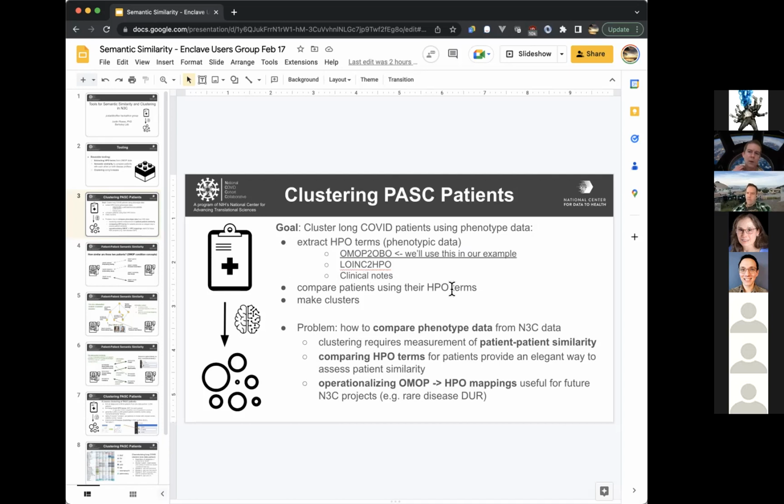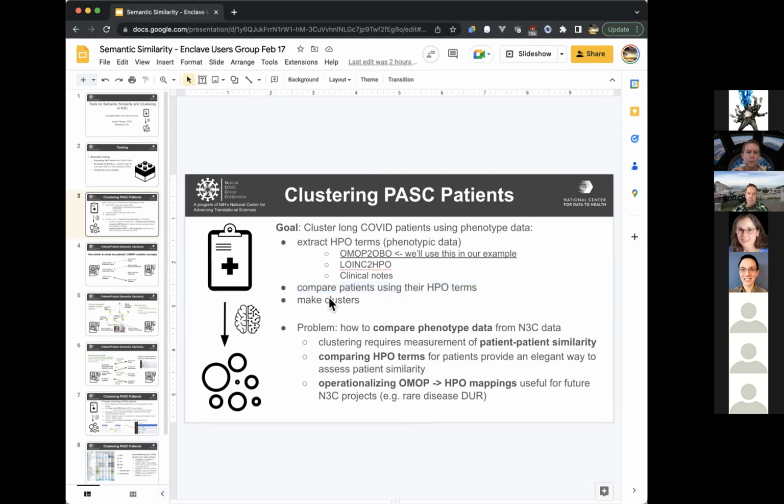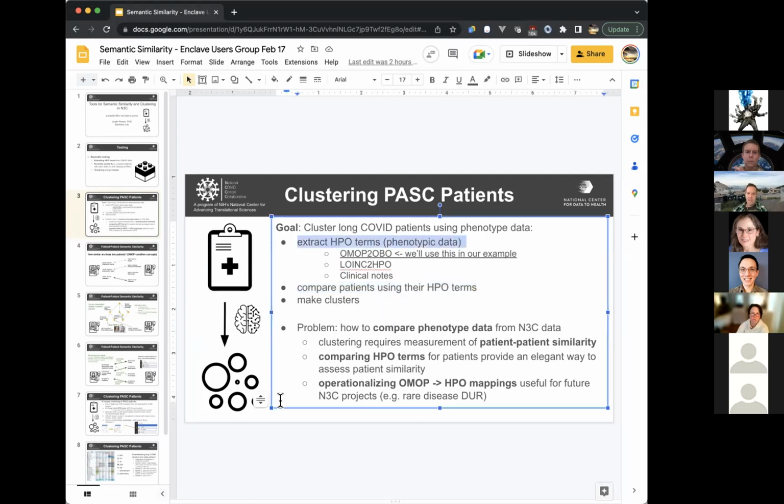Okay, so for all the patients, we extract their HPO terms, and then we compare the patients using this algorithm called the phenomizer, this semantic similarity calculation that I was talking about before, and then make clusters. So I'll show you how to do this first thing in the code, but probably we don't need to dwell on it too much.